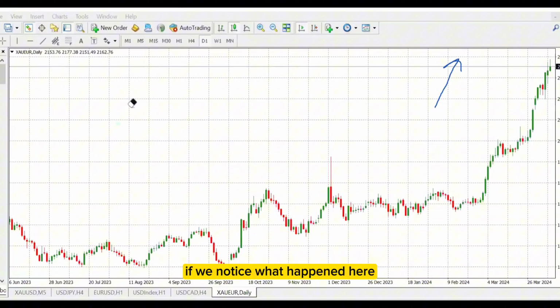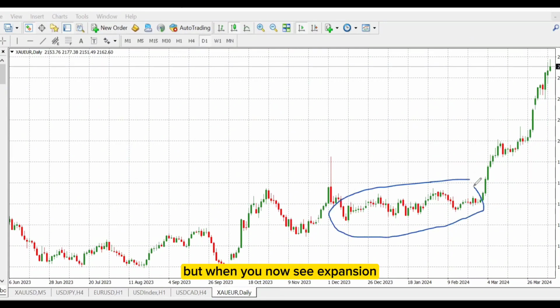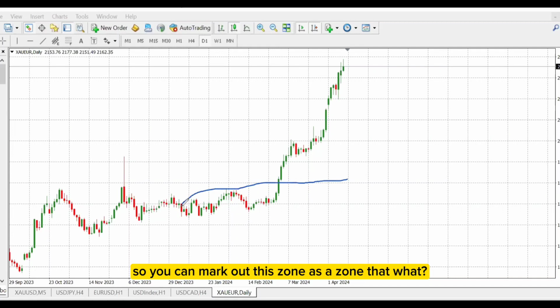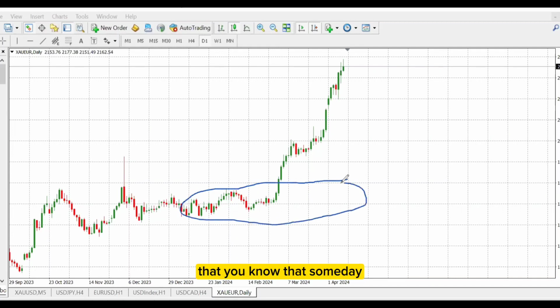If we notice what happened here, these are the retailers participating here. But when you now see expansion, you know that big institutions acted, that they placed orders around this zone. So you can mark out this zone as a zone where, sometime, these big institutions are going to come back here and fill their orders.